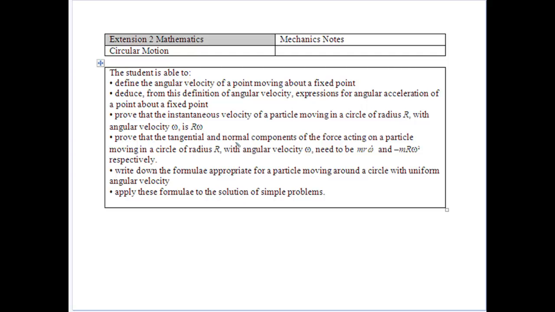So we want to prove the tangential and normal components of the force acting on a particle can be written in these two. So we've got to prove that, and then write down the formula appropriate for moving around a circle with uniform angular velocity. And that's going to be important. There's uniform angular velocity. So we'll talk about that in a moment, and then solve some problems with that.